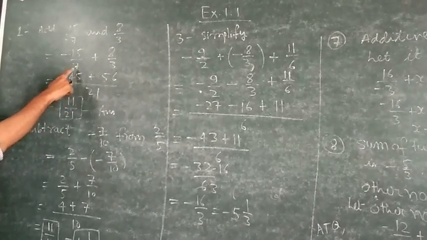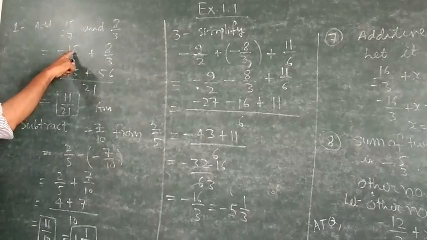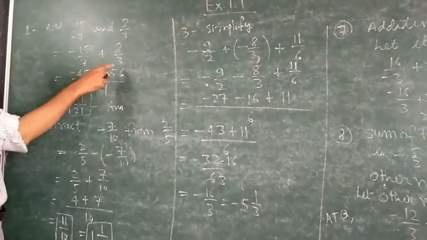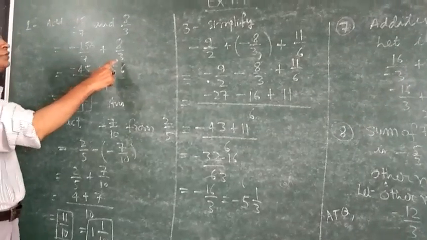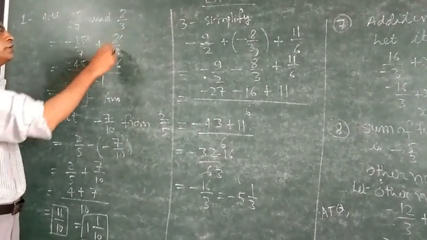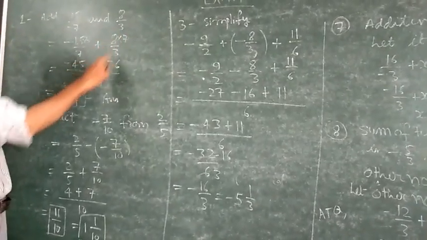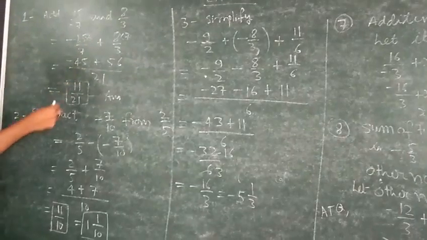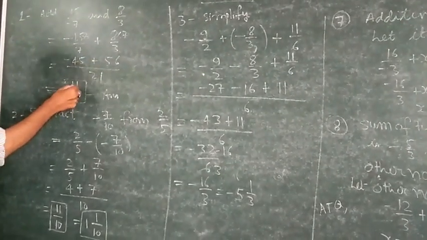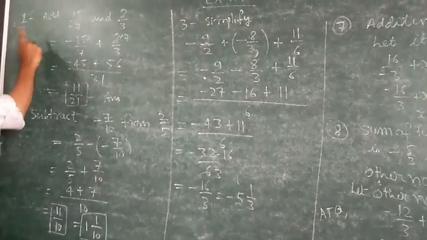Then, dividing 21 by 7, we get 3, and 3 into minus 15 is minus 45. Then we divide 21 by 3. It goes 7 times, so we have to multiply 8 by 7. 8 sevens are 56. Now on subtracting 45 from 56, we have 11 upon 21. This is the answer for the first question.